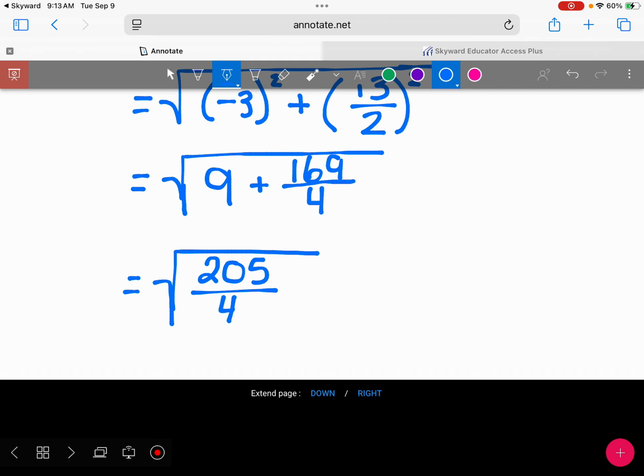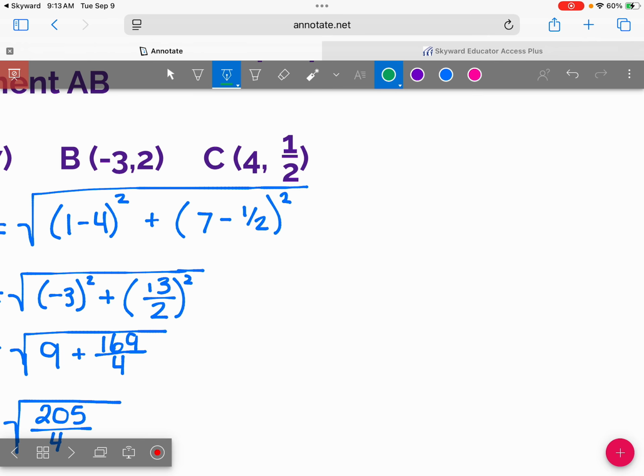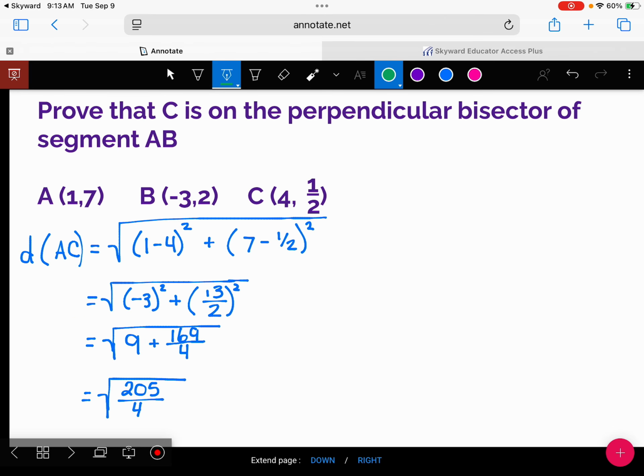And all we really care about is, are the distances equal? So we don't have to get to a decimal answer. We don't have to simplify it. We just care, are they the same? You can simplify it if you want to, but it's not going to be pleasant. All we care about is, are the distances the same? So it doesn't matter how pretty it is. I will be able to compare square root of 205 over 4 to whatever I get over here and see if they're the same.